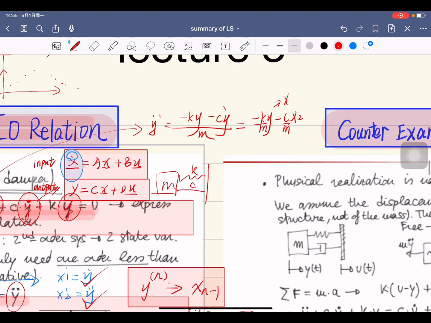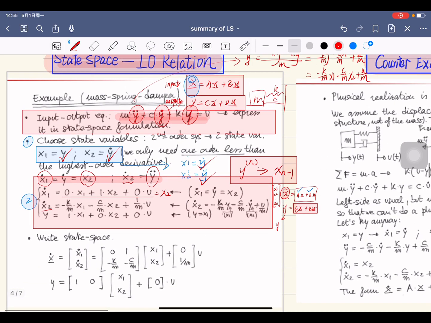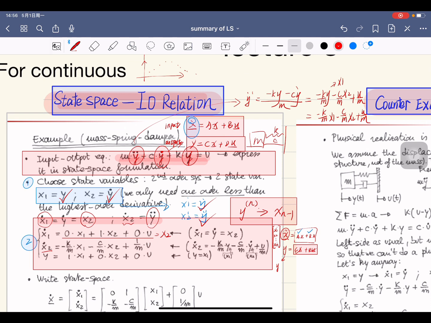And Y dot is equal to S1 minus K over M. And here we also have U, M, S1 minus C over M, S2 plus U over M. So this is the key thing you should do. You get this. Okay, we have two state variables, so we also find the two derivatives of the state variables expression. Now we should express the output.